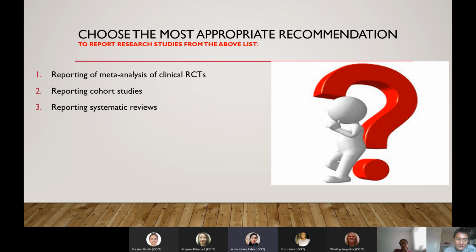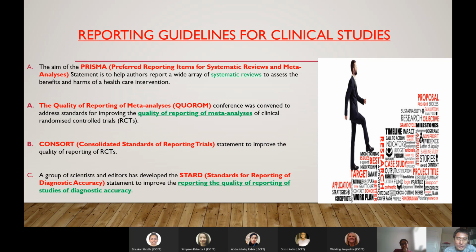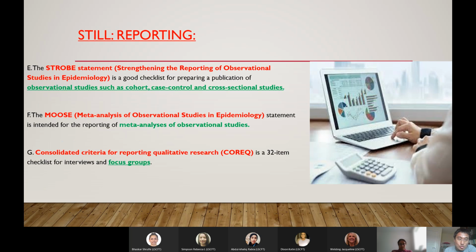Let us go back. Reporting systemic review. Reporting RCT, R. Diagnostic, D. Quality, this was QUORUM. But if it is observational study, it's STROBE. Epidemiology, E. This doesn't come often, but you need to revise on and on.